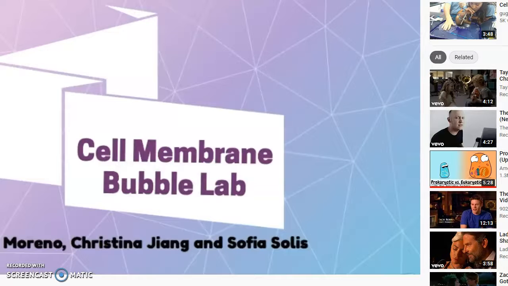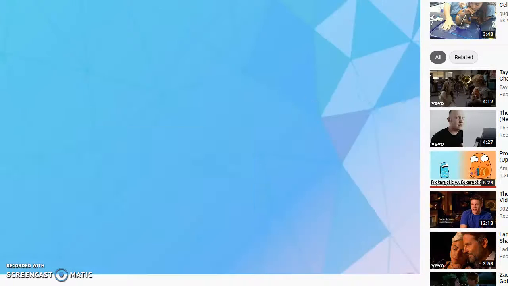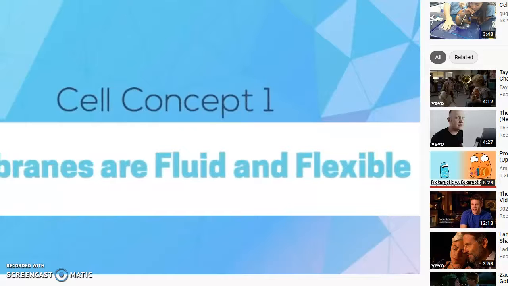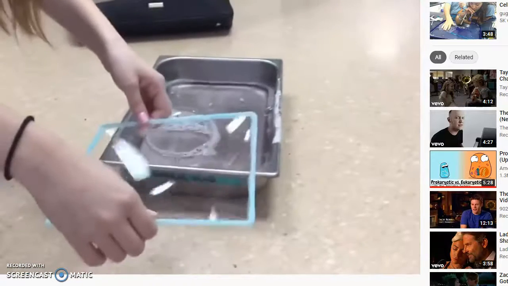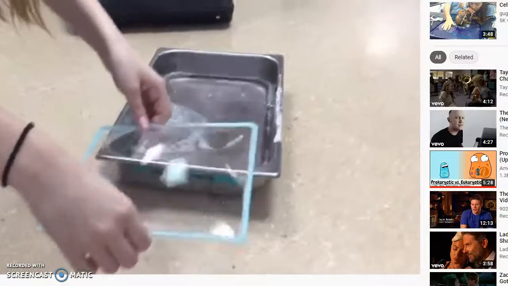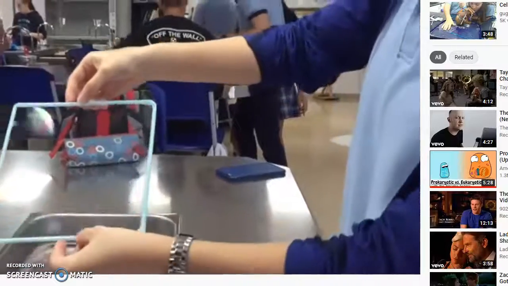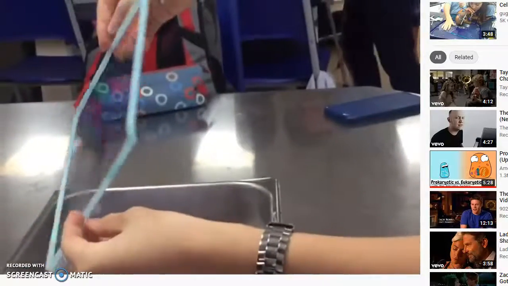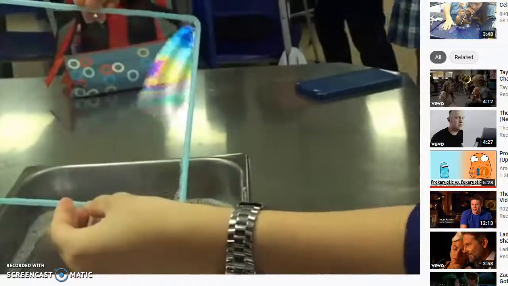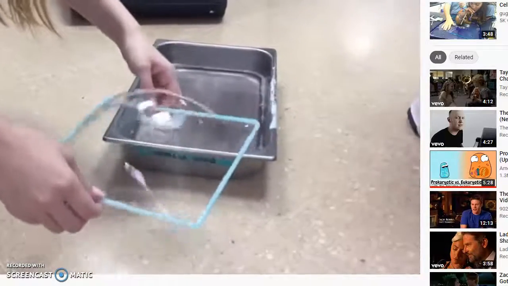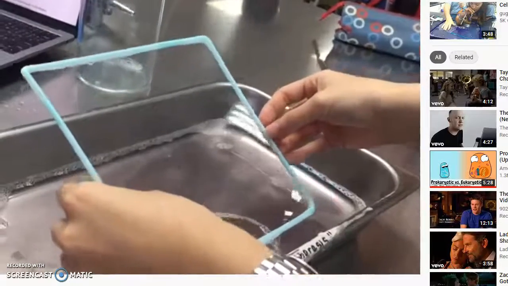This representation is a way to understand the different cell membrane properties that can be illustrated by using bubbles. Cell concept 1. Membranes are fluid and flexible. Notice how the bubble film is able to bounce up and down without breaking. This is similar to the cell membrane. Now, notice how the light reflects on the bubble film. This demonstrates how the molecules move on the cell membrane. Concept 1 was able to show us how membranes are fluid and flexible. They are not static and change to be able to adapt to changing conditions that the cell membrane undergoes.